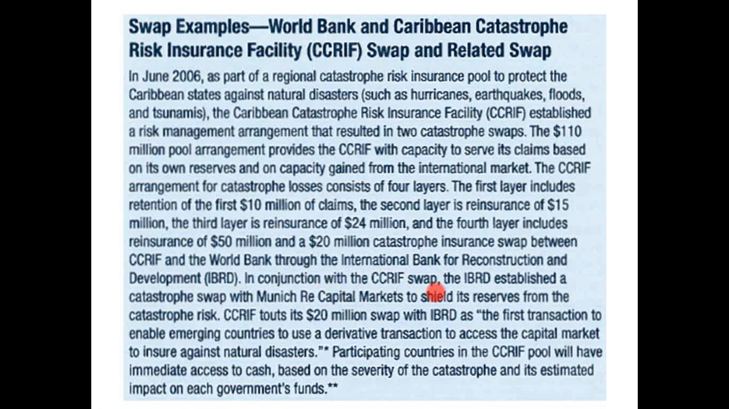In conjunction with the swap, the IBRD, which is the International Bank for Reconstruction, established a catastrophe swap with Munich Re Capital Markets to shield its reserves from catastrophe risk. And they consider this the first transaction to enable emerging countries to use a derivative transaction to access capital markets to insure against natural disasters.